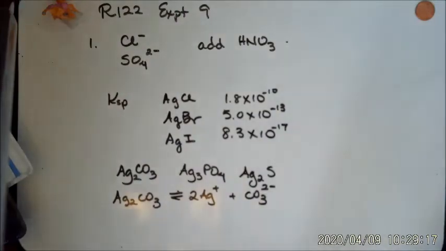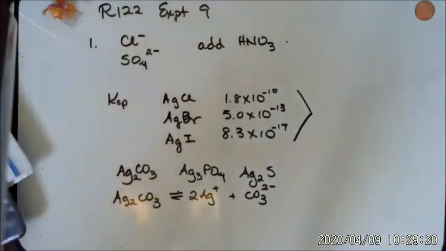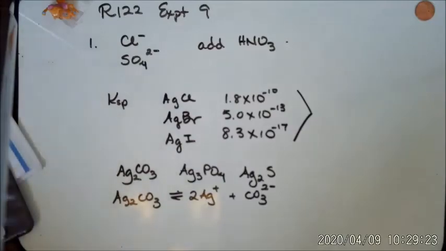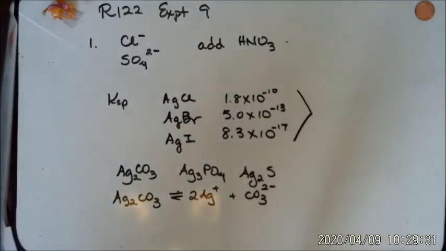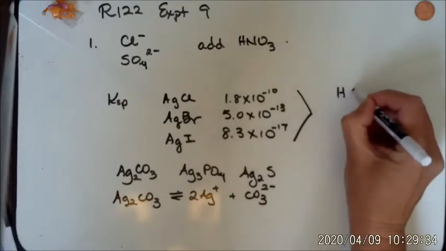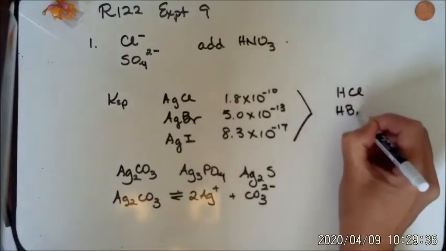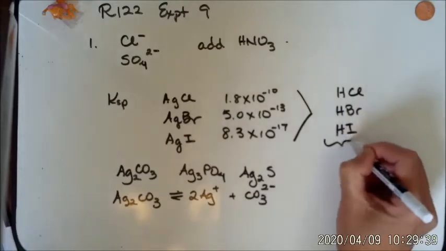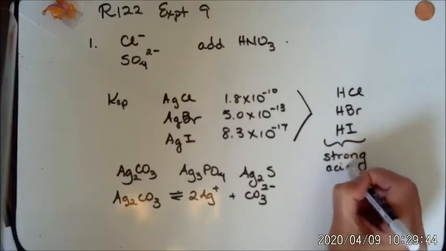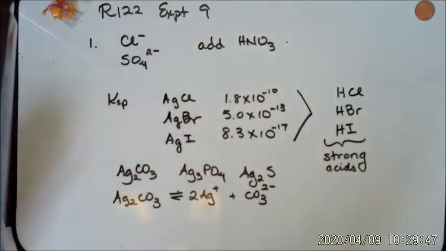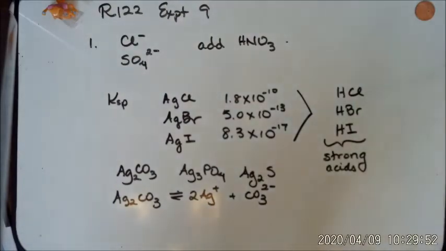So, as you know, when we look at these, they're going to be insoluble, okay? And even when we add acid, they're going to remain insoluble. The reason these three will remain insoluble is that HCl, HBr, and HI are all strong acids. Okay? So nothing's going to happen. It's basically going to stay completely solvated, and so the chloride's available to still react with the silver.